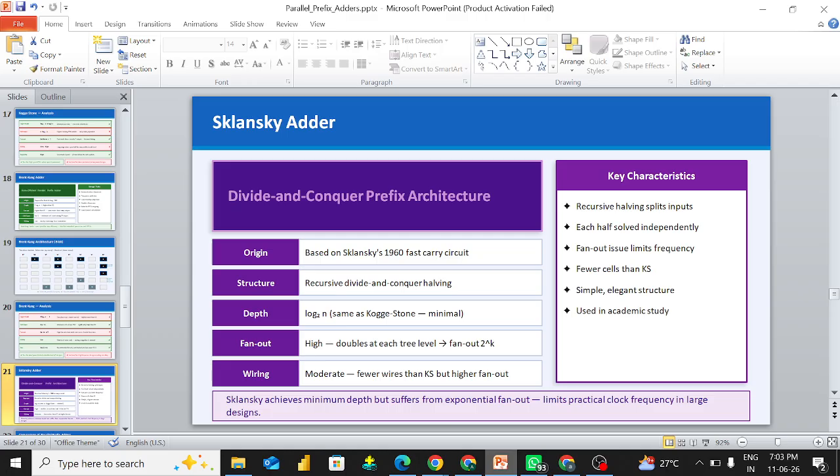Inside this Brent Kung adder, it uses two phases. The first phase is called the reduce tree, and the second phase is called the broadcast tree. So what are the reduce tree and broadcast tree? The reduce tree is nothing but the upsweep. The broadcast tree is called the downsweep. What is meant by this? The reduce tree, the upsweep, is nothing but combine.